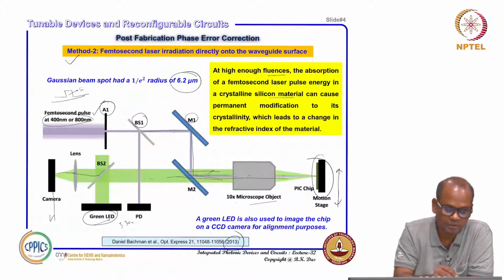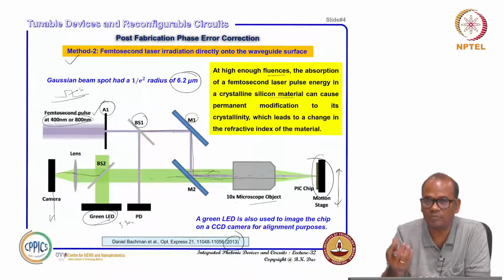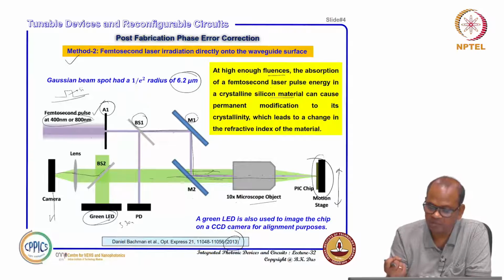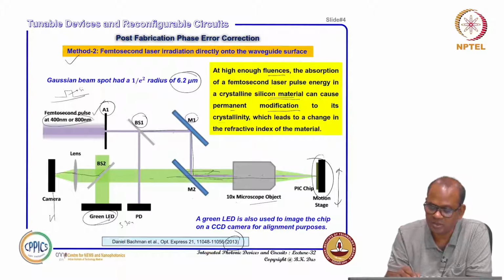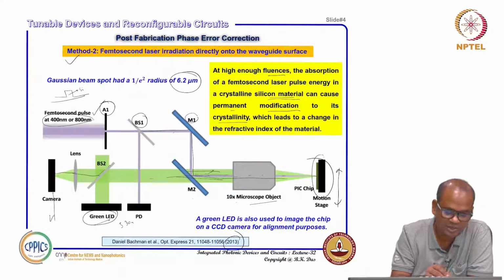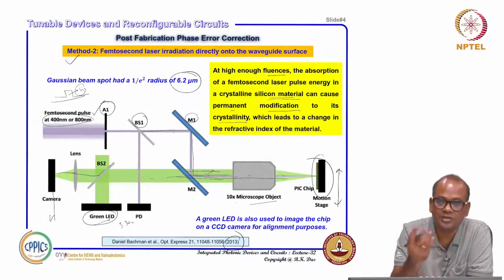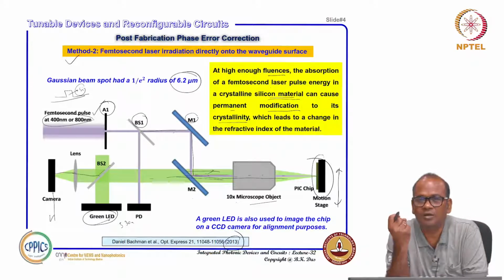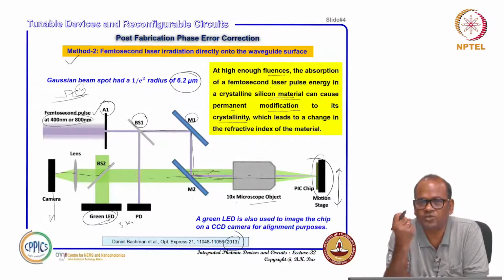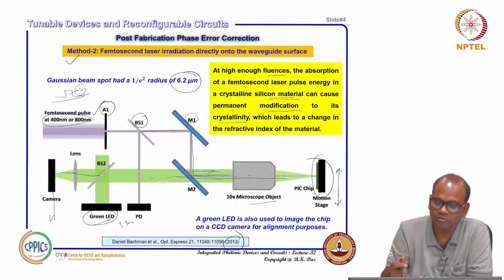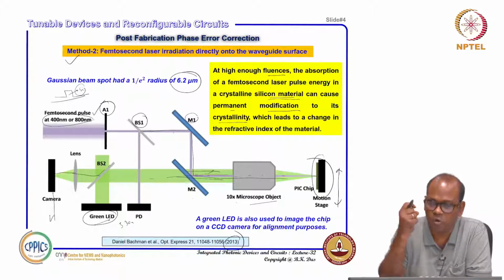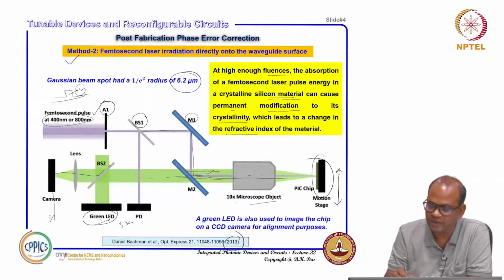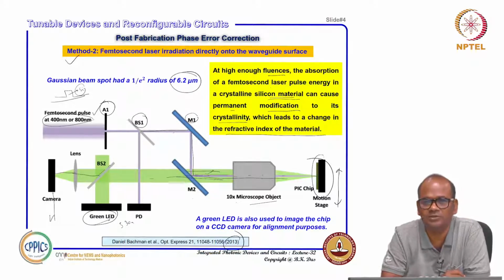So when this femtosecond pulse laser comes, that will be absorbed, and because of the absorption, this silicon material can undergo a permanent modification to its crystallinity. That means the silicon crystalline structure will in some way be destroyed a bit, depending on the fluence. More fluence means the crystallinity will be broken more, which leads to a change in the refractive index of the material. That is what you want.